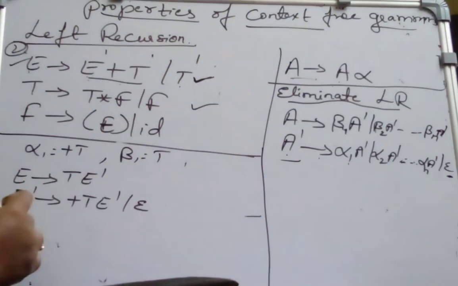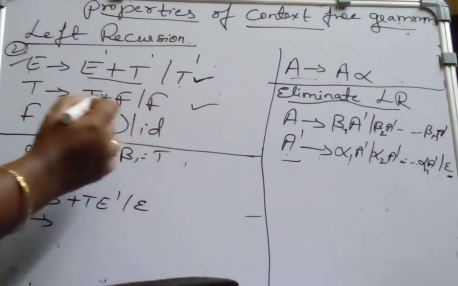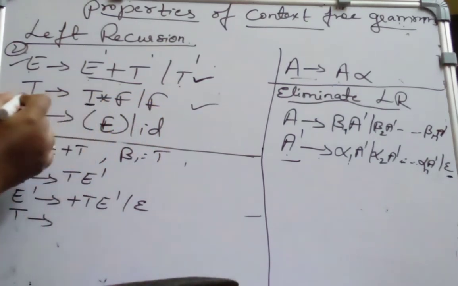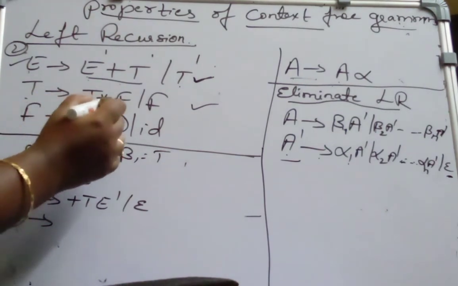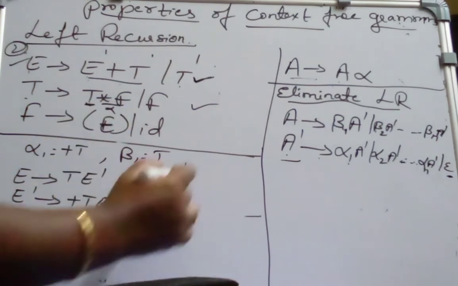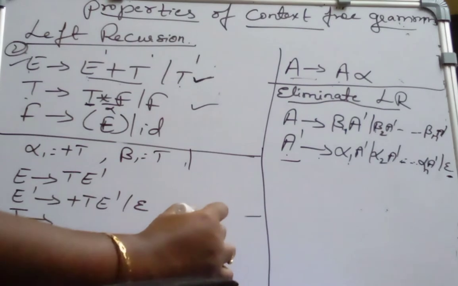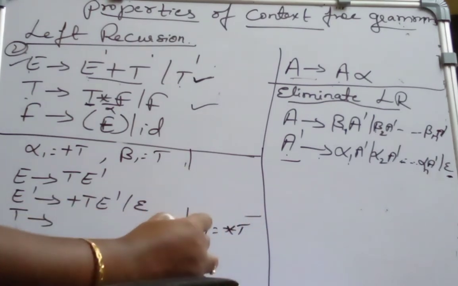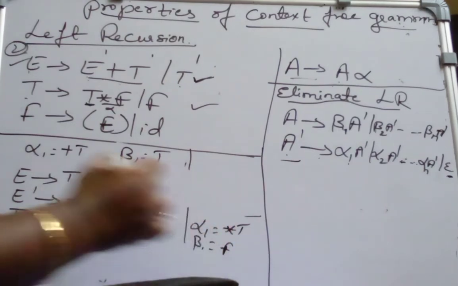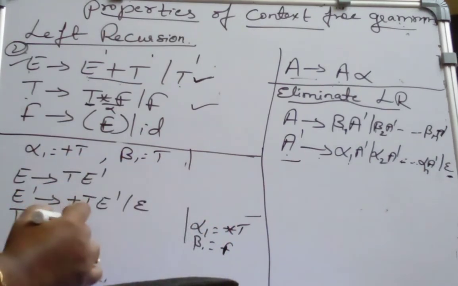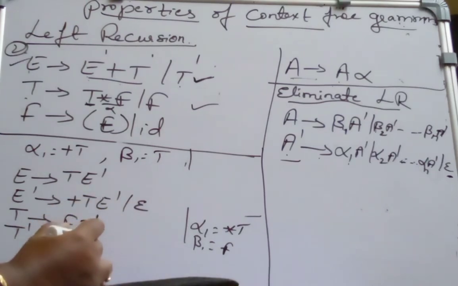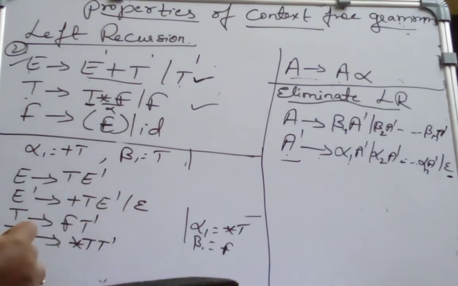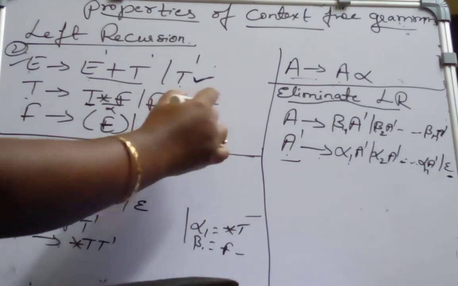Now consider the second grammar. T derives T star F. The first symbol on the right hand side is the same as the left hand side symbol, so there is left recursion in this, and we have to eliminate it. What is alpha here? Alpha 1 in this case is star F, and beta is F. That is the one beta we have. So how to write it now? T derives beta 1 T dash, that is F T dash. T dash derives alpha 1 T dash, where alpha is star F, so star F T dash or epsilon. That's how we removed the left recursion for this grammar.